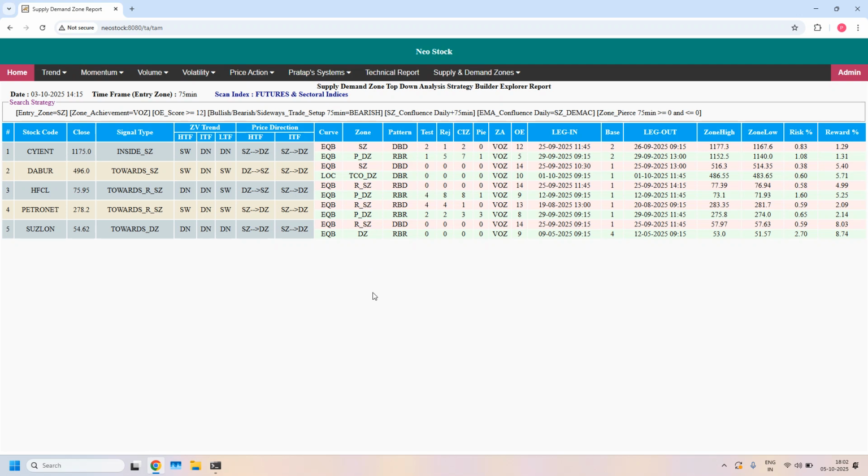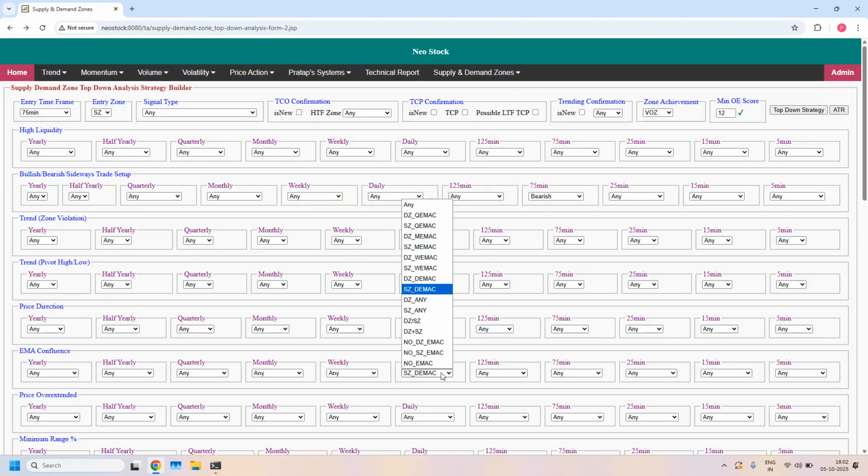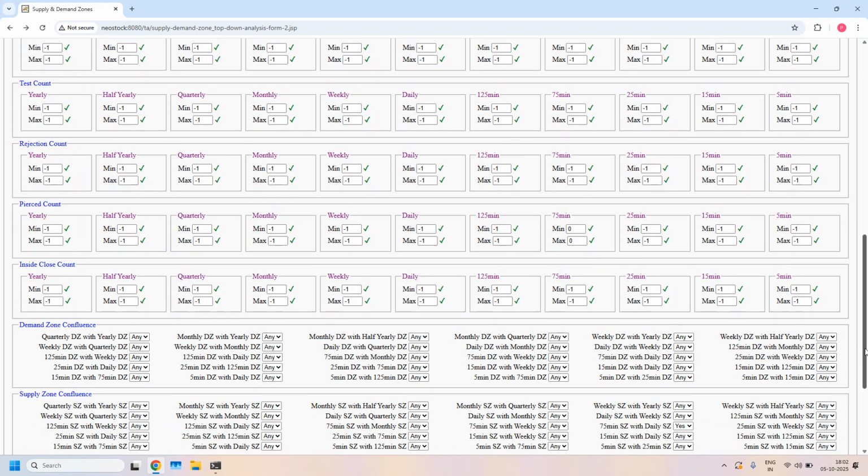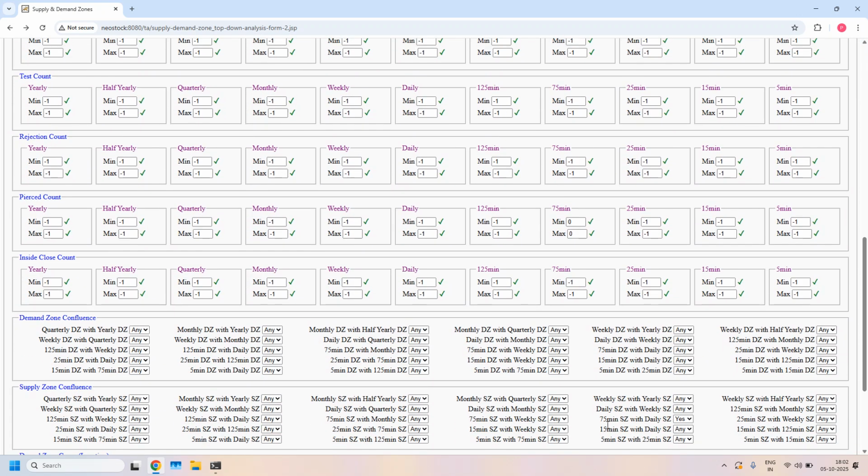This is the first strategy. Next strategy: LTF, ITF, HTF supply zone confluence and HTF EMA confluence. Let us identify those stocks. Removing the ITF EMA filter. In the supply zone confluence, I have to set 3 filters: first 75 minutes and daily, 75 minutes and weekly, daily and weekly supply zone confluence.